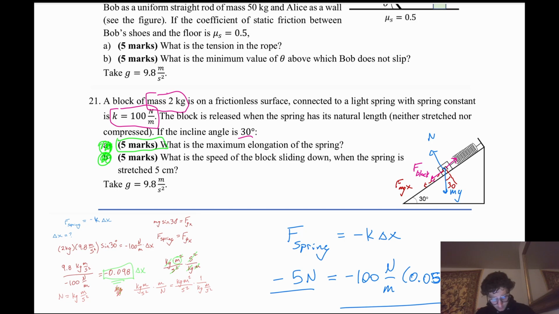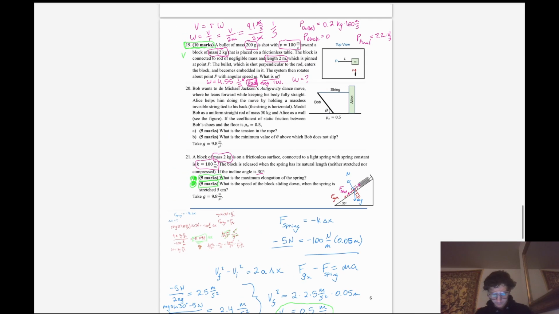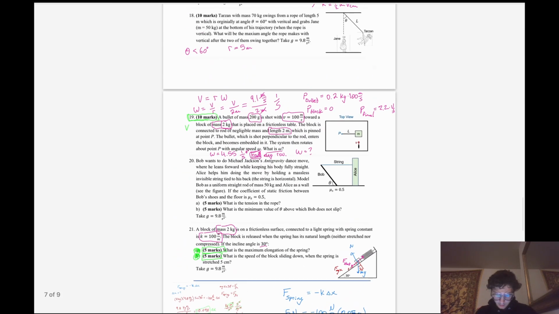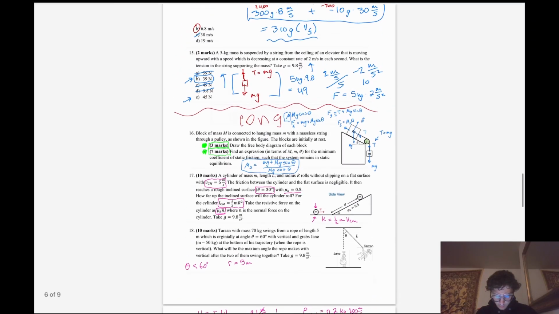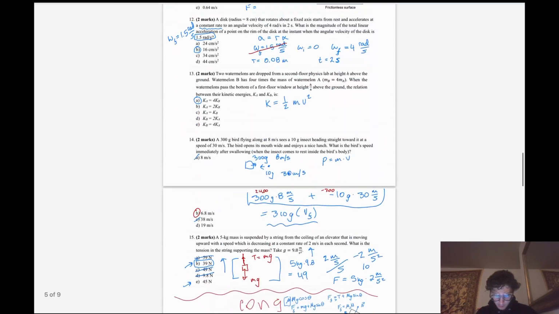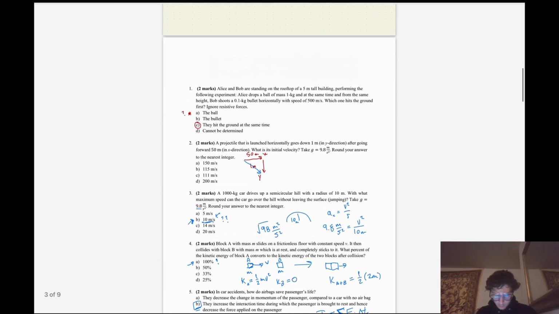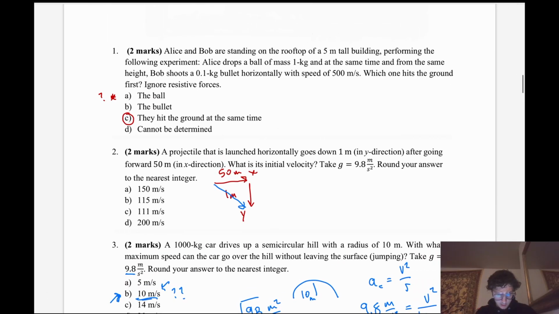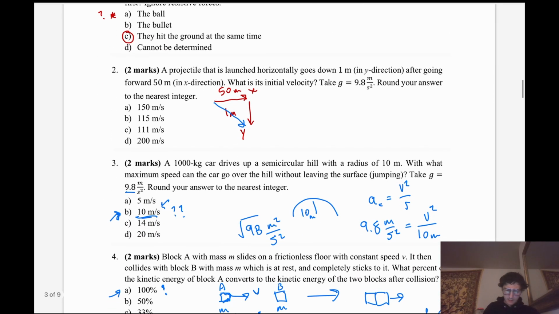Maybe this makes sense, and I'm going to put this, and you know what? I'm chilling. So it looks like we have 1, 2, 3 out of the 6 problems solved. I'm just going to go back and sweep through all of the multiple choice. So they hit the ground at the same time. I think I'm good with this one. A projectile that is launched horizontally goes down 1 meter in the y direction after going forward 50 meters in the x direction. What is the initial velocity?